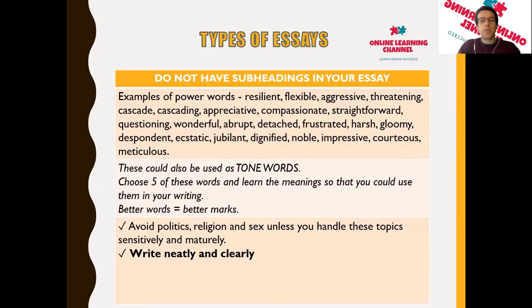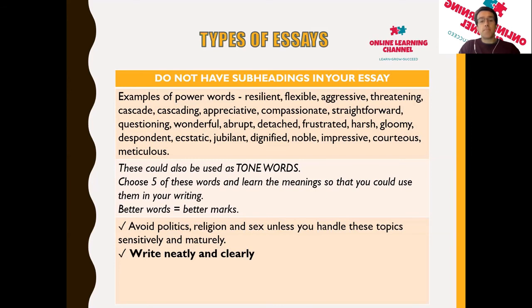Again, no subheadings. So power words, as mentioned earlier, things like resilient, flexible, aggressive, threatening, cascading, appreciative, compassionate, straightforward, wonderful, abrupt, dignified, noble. As you can see, there's a long list of so-called power words that you could make use of to add to the structure of your essay. There could also be tone words evident within your essay. Better words equals better marks.